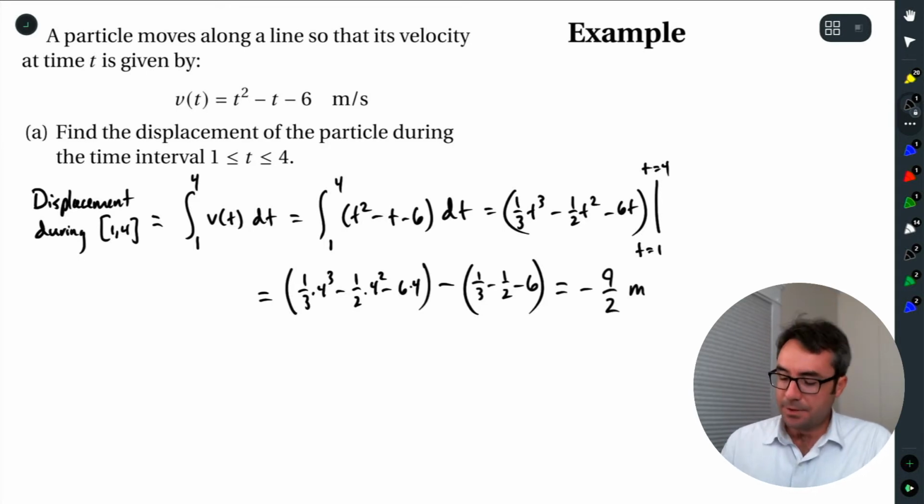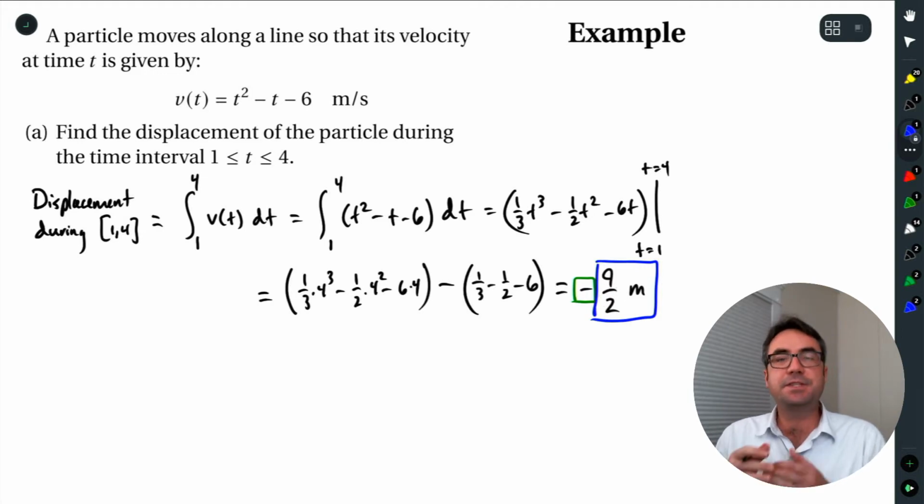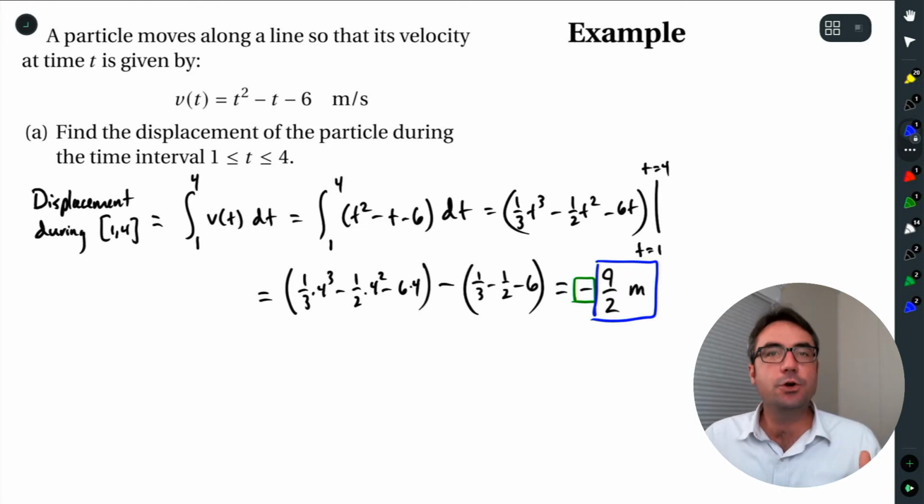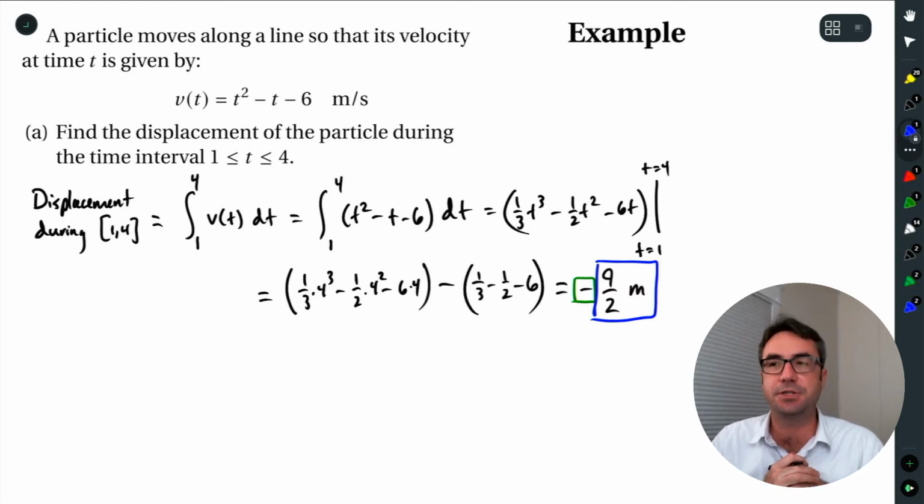The second thing, when we look at this, is that there are two components: there's this negative right here, and then there's this number. The way to read what this value says about displacement is that we have this time interval we're interested in from 1 to 4, with a very specific starting place and a very specific ending place.